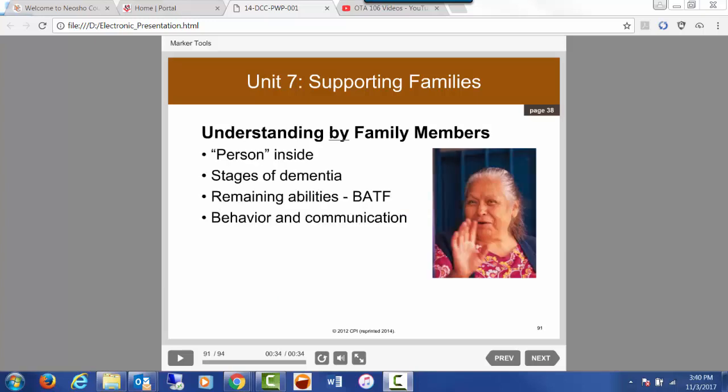Understanding by family members, relatives, and friends of those with dementia. Things to consider when understanding by family members. Who is the person inside? Who we see may not be the person that the family and friends knew. Do the family understand the stages of dementia? Is this something we can help them understand?